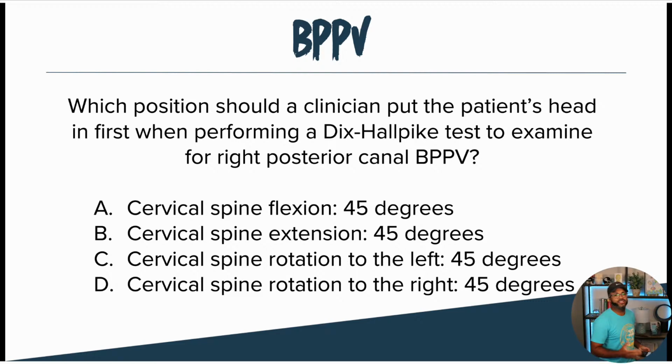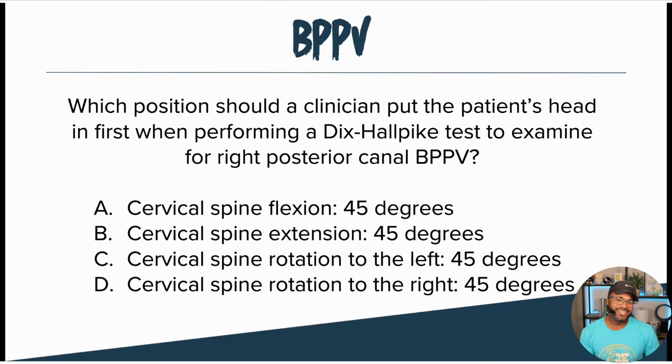All right, so we have A, cervical spine flexion 45 degrees. Yes or no? Is that where the patient's head should be placed first when performing the Dix-Hallpike test to examine the right posterior canal for BPPV? No. Should not. Cervical spine flexion 45 degrees is out. How about cervical spine extension 45 degrees? Yes or no for that one? Absolutely not. Now, you may have that 20 degrees of extension, where you drop the head over the side of the table. Yeah, it's about 20 degrees, so you never would do 45. Let's go ahead and get B out.